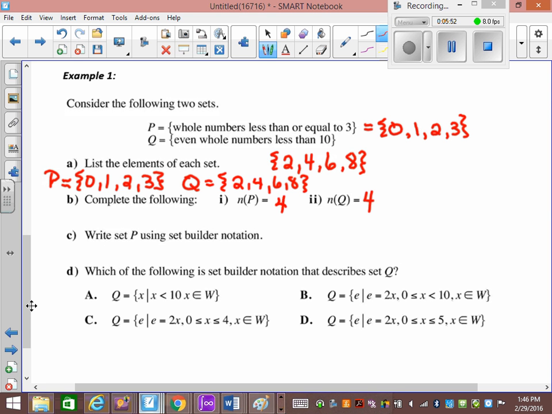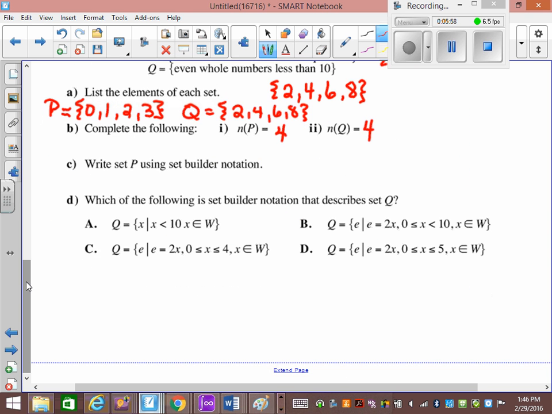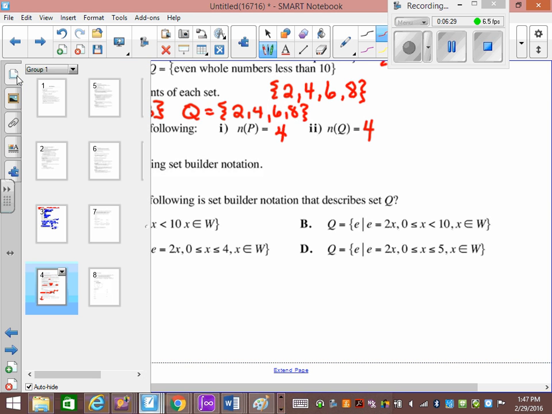So write set P using set builder notation. I don't even really care so much about that. Don't worry about that. Okay? But Q we can look at. So Q says, which of the following is set builder notation? Well, we know it's the numbers that are evens, maybe kind of C. Don't worry about this one either. We'll come back to this. We'll come back to that. Because I just want you to mainly understand the other stuff for now. Okay, flip over.